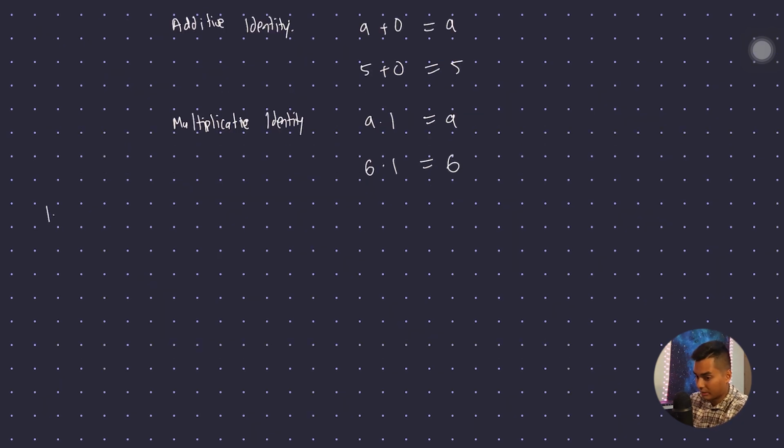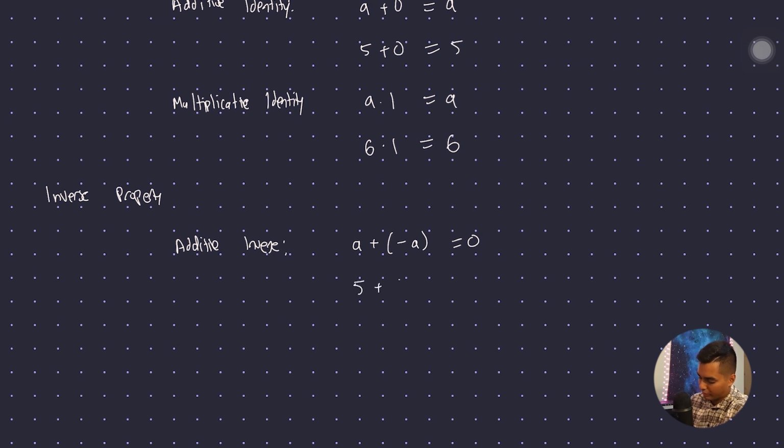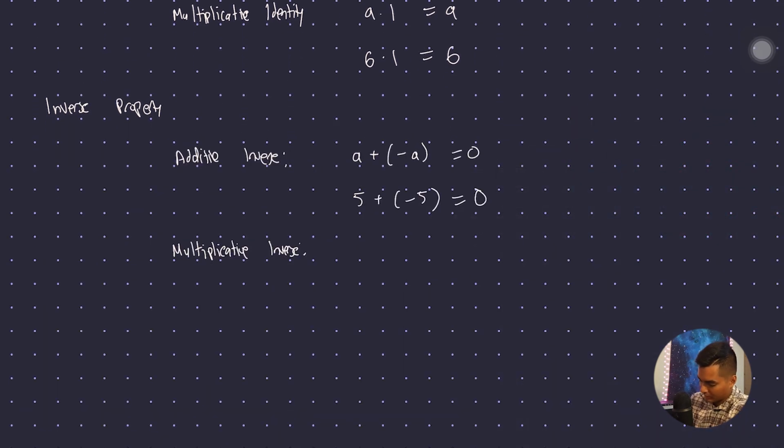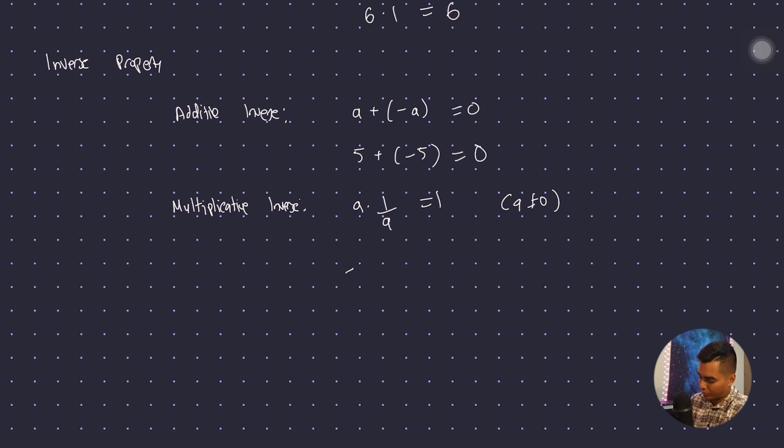Next, we're going to have the inverse property, and first the additive inverse, which says that any number a plus its opposite, minus a, is equal to 0. So for instance, 5 plus its opposite, minus 5, those are going to essentially cancel out and yield just 0. And then finally, we're going to have the multiplicative inverse, which says that a times its reciprocal, 1 over a, is equal to 1, provided that a is not 0, because we can't divide by 0. So for instance, 7 times 1 over 7, its reciprocal, is equal to 1.